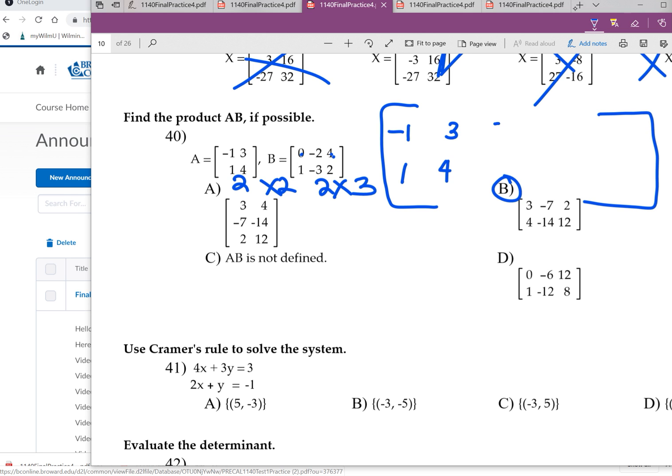3 times. So -1, 3, 1, 4. -1, 3, and then 1, 4. And then we're going to take each of these respectively, and we are literally going to multiply this in the order that you see. And then you add their values. And so 1 times 0 plus 3 times 1, that's how we get the 3, so we know that that is correct. And then -7 you obtain by the second row. Same thing, you take it, you flip it. You guys know the drill.